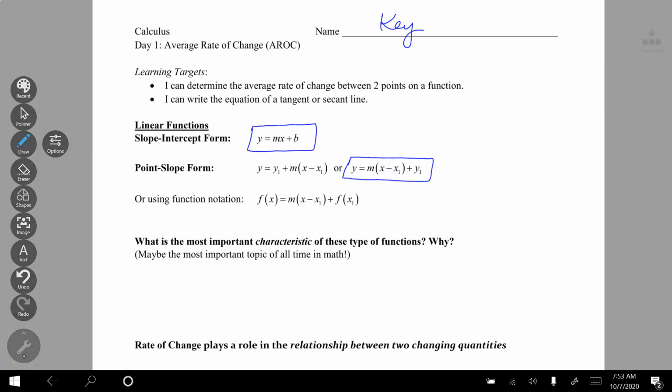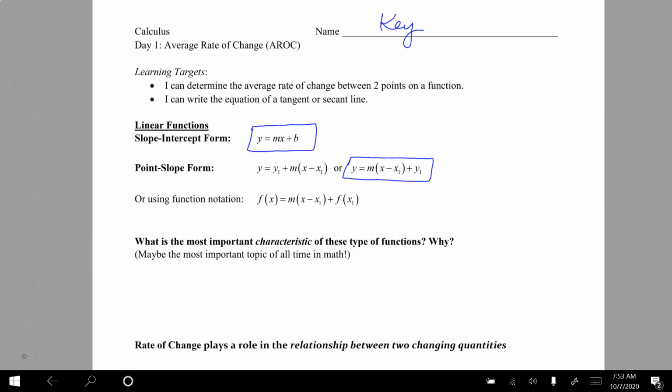Okay, welcome to day one of Unit 4. This unit is called derivatives. So the first thing I'm going to talk about is average rate of change, or what I call AROC.